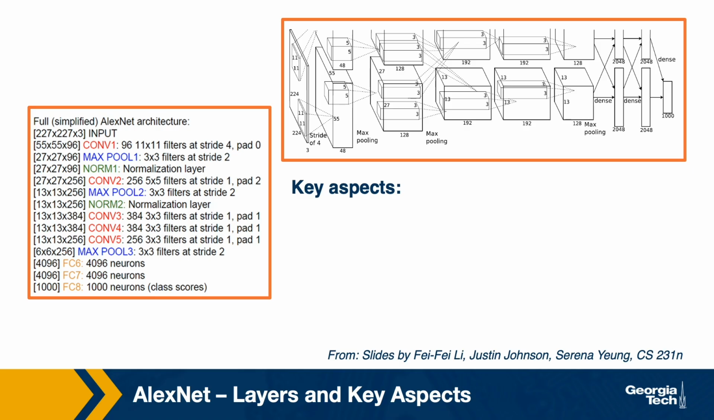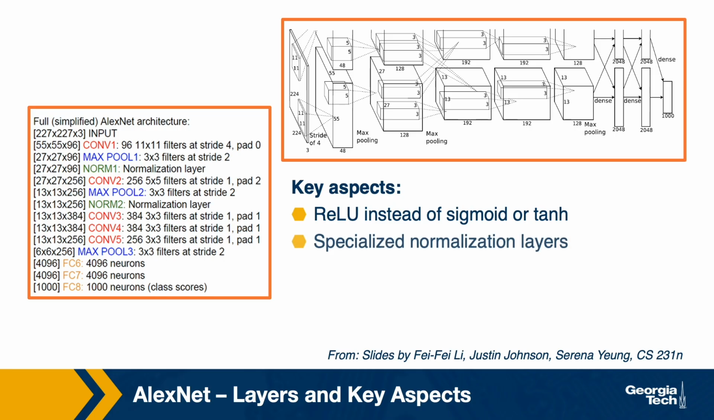And so there are several key aspects that were really important to getting this network to perform really well. This was the first network architecture that used the rectified linear unit instead of sigmoid. Again, sigmoid was extremely popular, or tanh in some cases, but they have some properties that were not very good for optimization. They had specialized normalization layers, although these days we don't use that anymore.